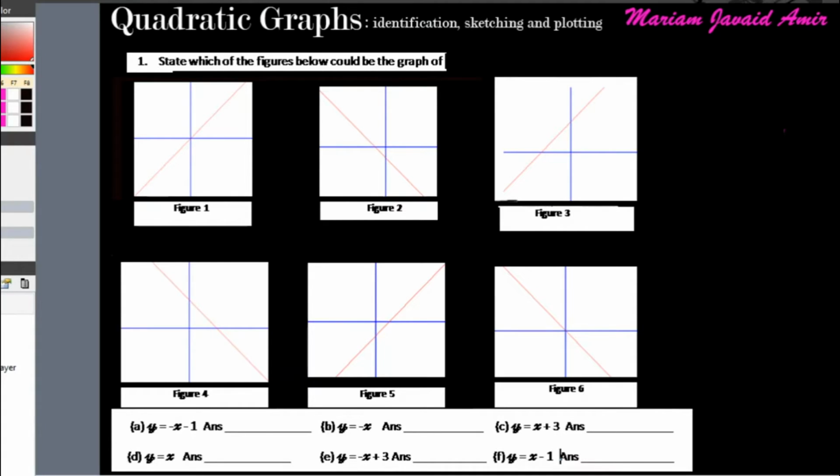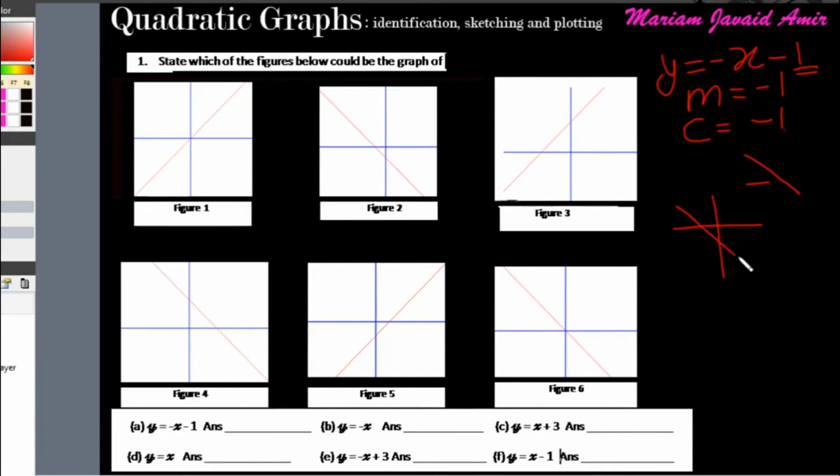So for y equals minus x minus 1, the slope is negative 1. Slope is always the coefficient of x. And the y-intercept or c is also minus 1, which is this constant. So our graph should be a falling graph, and it should cut the y-axis at minus 1. So it should look something like this. Now which of these 6 graphs look like this? It is figure number 2, I believe. Yes, it's a falling line which is touching the y-axis somewhere around minus 1. So the first answer is 2.